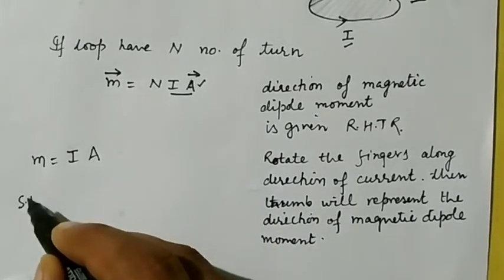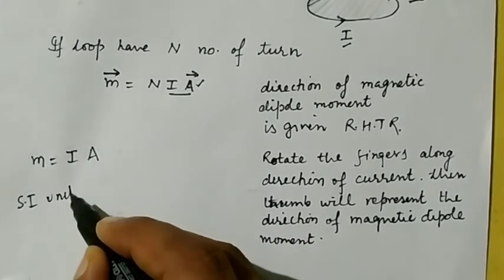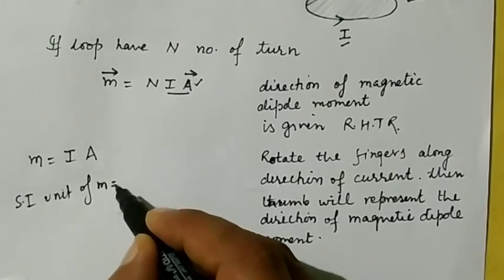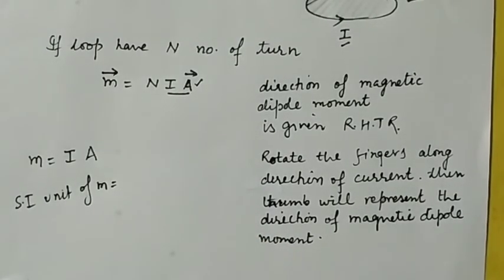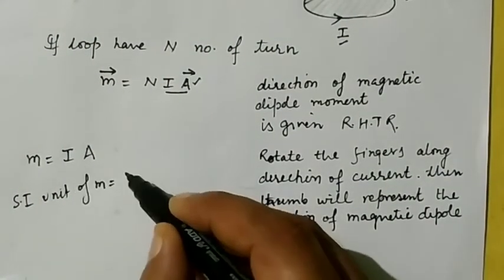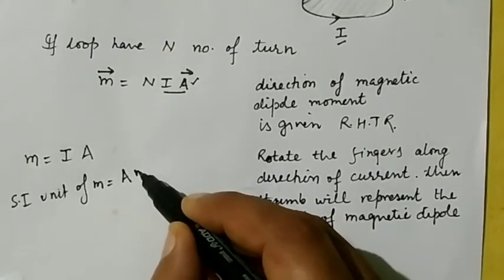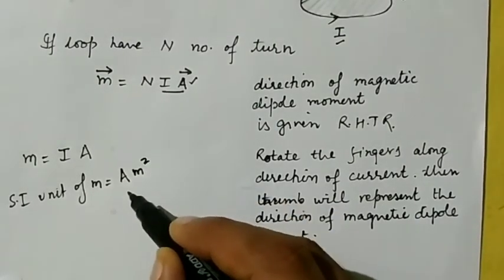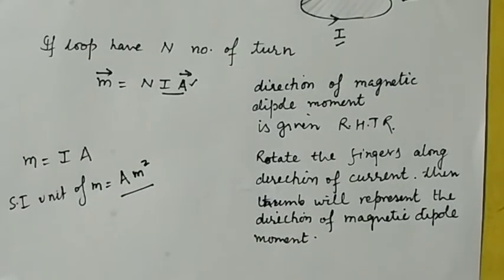Then the SI unit of the magnetic dipole moment is, current is measured in ampere and the area is measured in meter square. So its unit becomes ampere meter square.